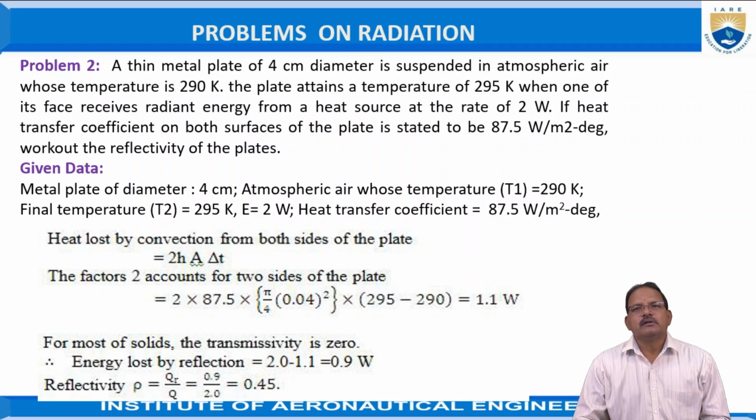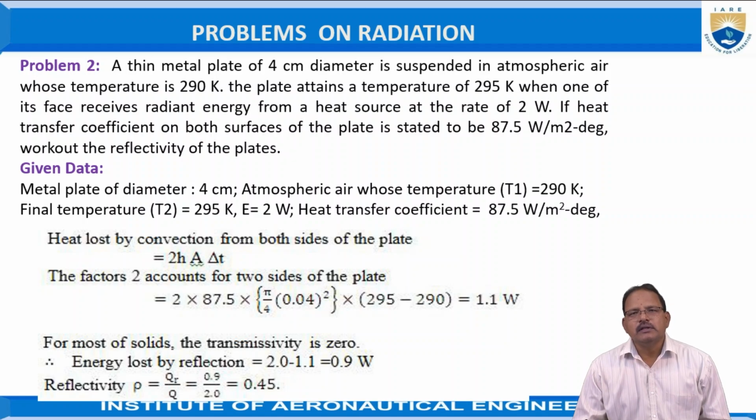The second problem: a thin metal plate of 4 cm diameter is suspended in atmospheric air whose temperature is 290 degree Kelvin. The plate attains a temperature of 295 degree Kelvin when one of its faces receives radiant energy from the heat source at the rate of 2 watts. If the heat transfer coefficient of both the surfaces of the plate is stated to be 87.5 watts per meter square per degree Kelvin, work out the reflectivity of the plate.